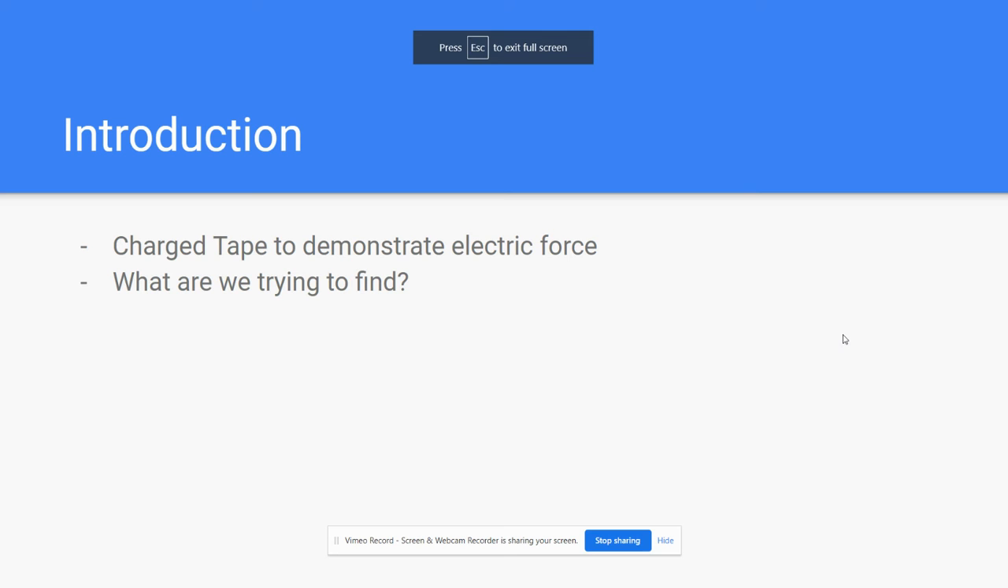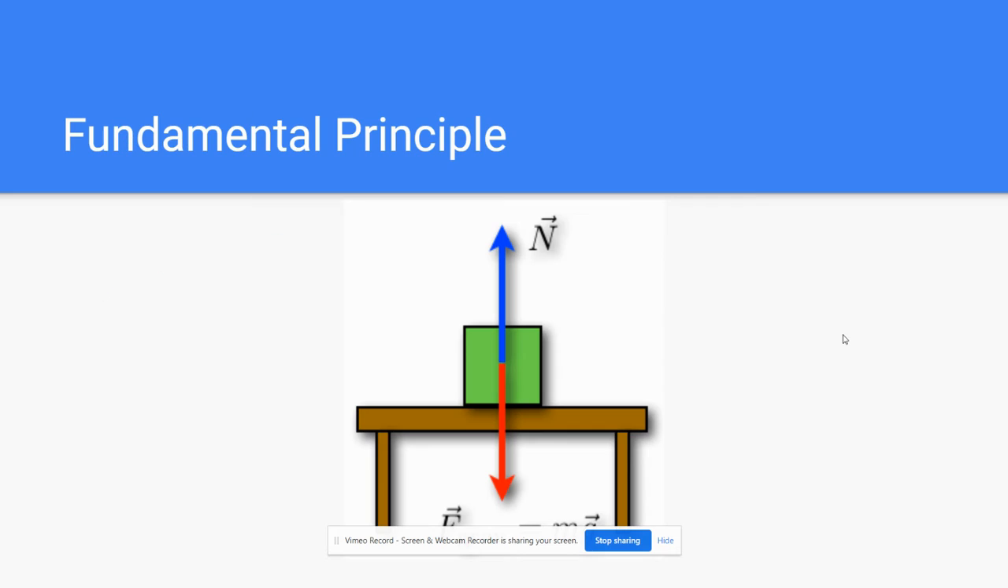Welcome to the Charge Tape Lab. As a quick introduction, the purpose of this lab is to demonstrate electric force using home materials, in this case, charge tape. What are we trying to find? We're trying to find the charge on a piece of tape.